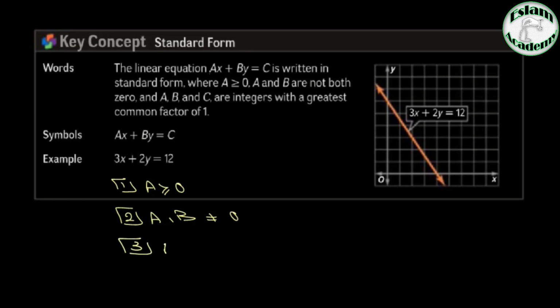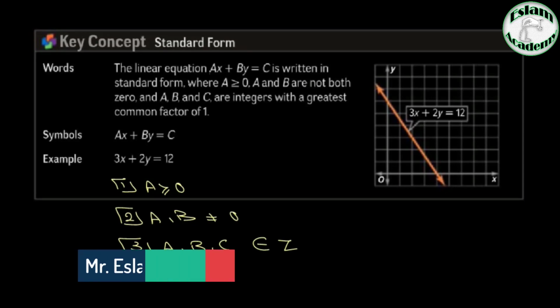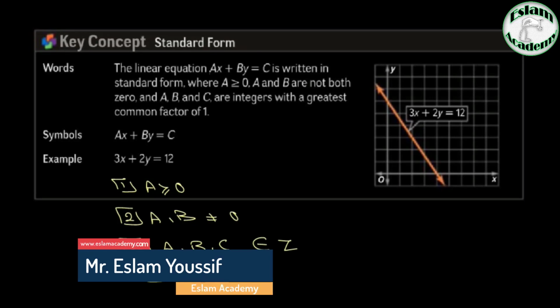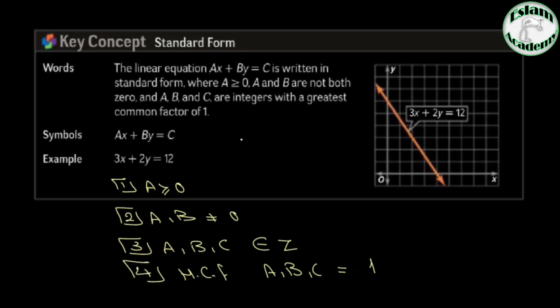Number 3: A, B, and C must be integers. They can't be decimals or fractions. The last one: the highest common factor of A, B, and C must equal 1. It means that we can't simplify the expression. For example, 4x - 6y = 8, because we can divide the whole equation by 2 to simplify it to 2x - 3y = 4.